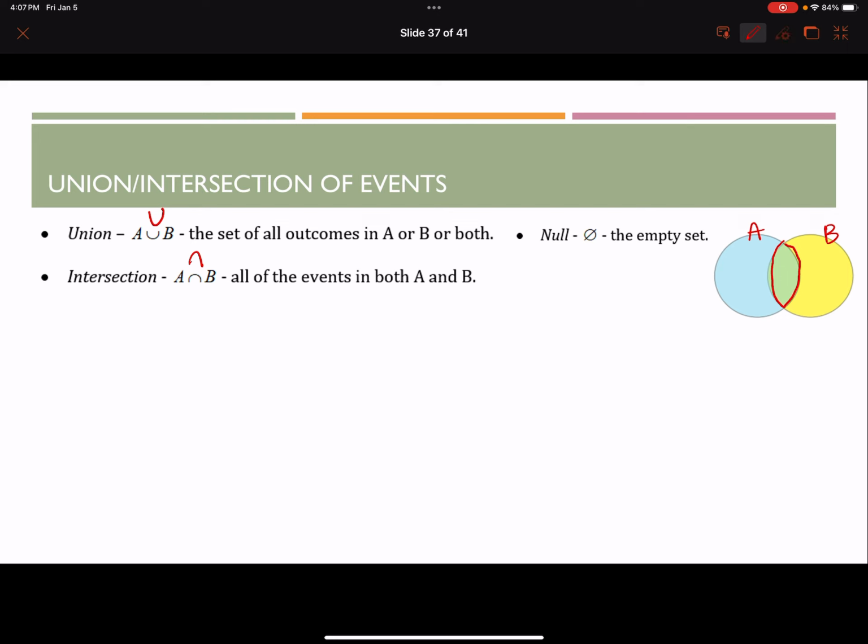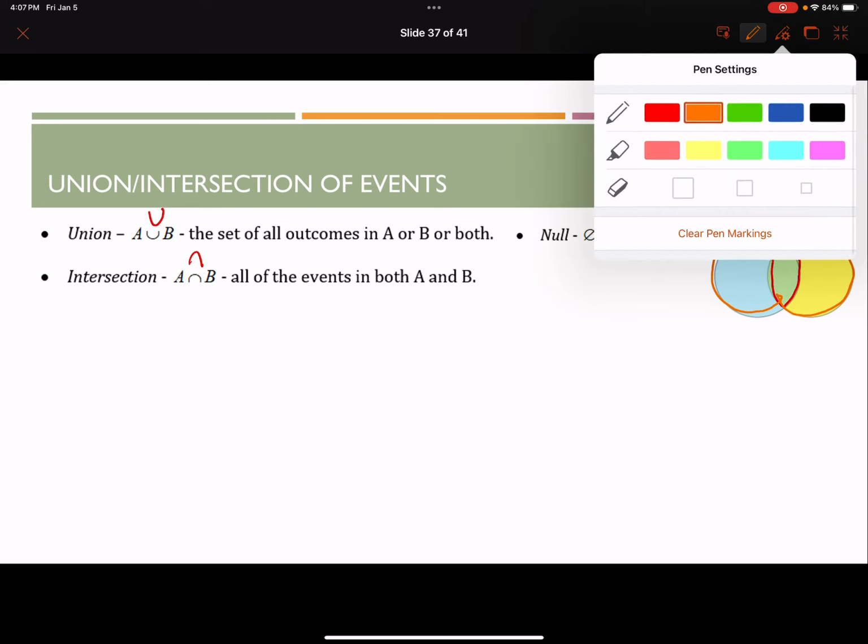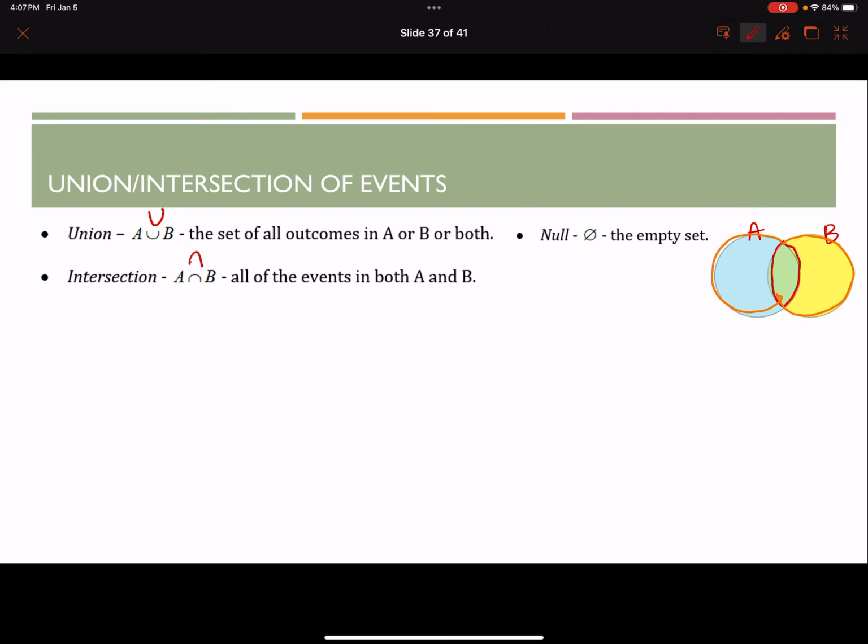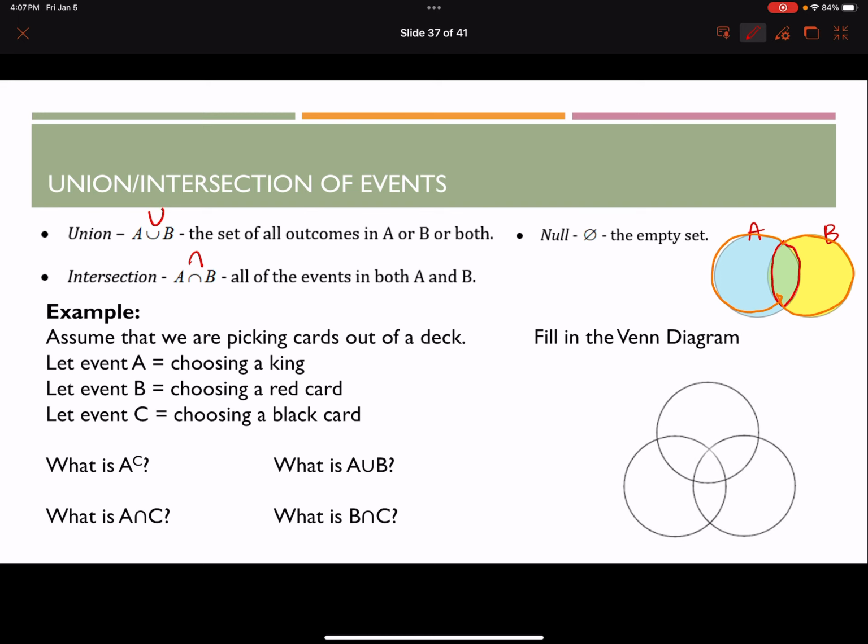The union is all of the outcomes in A or B or both. The whole thing. All the yellow, all the blue, all the green. And null is the empty set. That's probably familiar as well. Okay, let's look at an example.